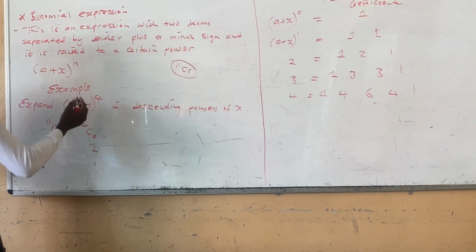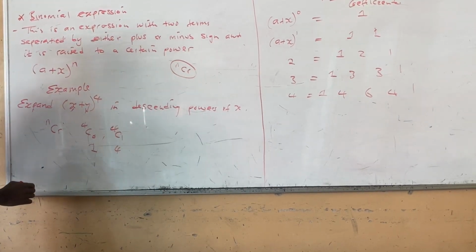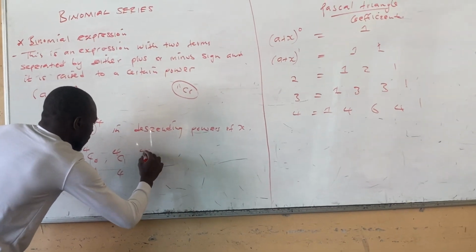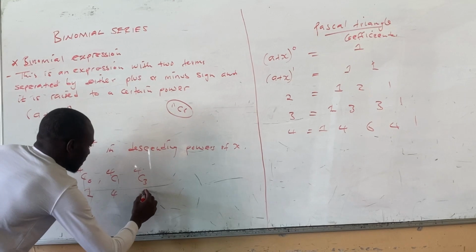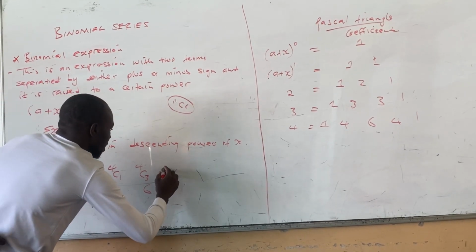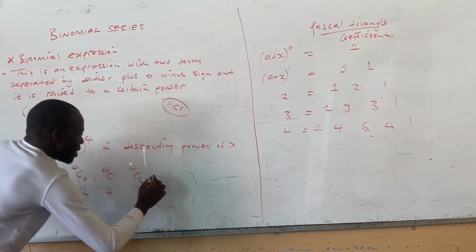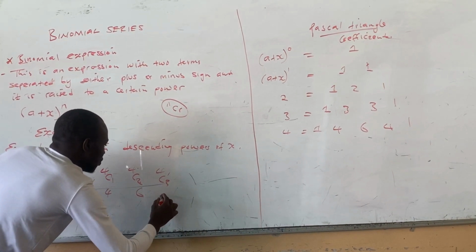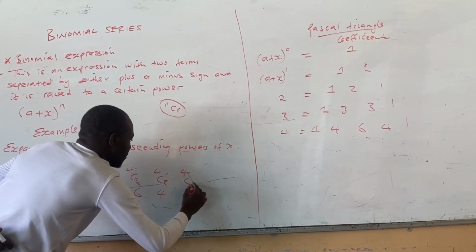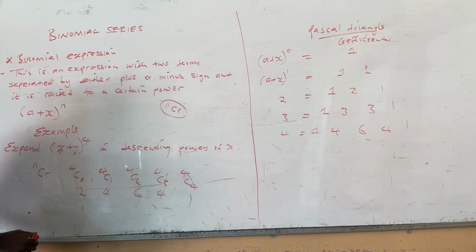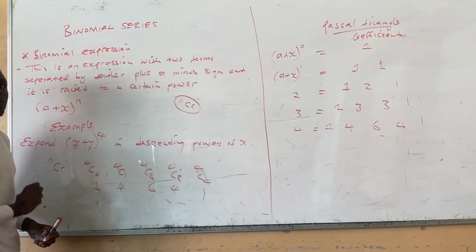Then how do we get the next one? You just say 4 combine 1, you get 4. Then you say 4 combine 2, you get 6. Then 4 combine 3, you get 4. Then 4 combine 4, you get 1. So this is how you get the coefficients without using a Pascal triangle.